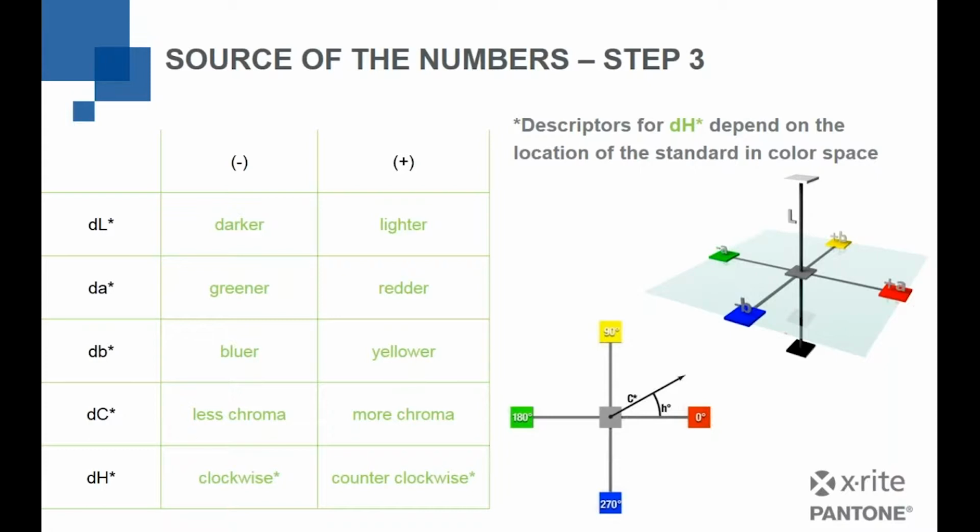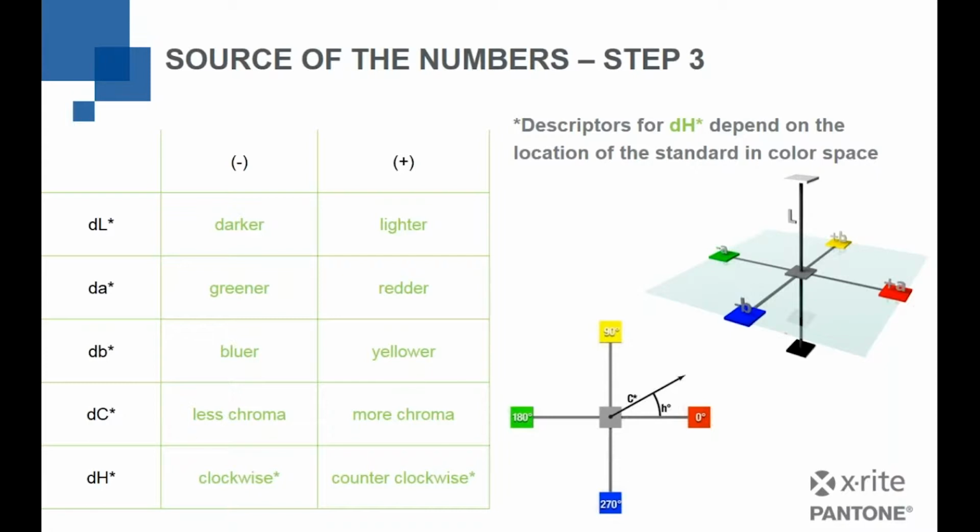So, my delta L, that's what the lowercase d with the L next to it indicates. If the delta L number is negative, that means my sample is darker. If it's positive, it's lighter. For the a value, if it's negative, it's greener, and positive is redder, and so on through this list. And you'll notice when we get down to delta H, it doesn't tell me whether the thing is red or blue or yellow or green. It just tells us clockwise or counterclockwise.